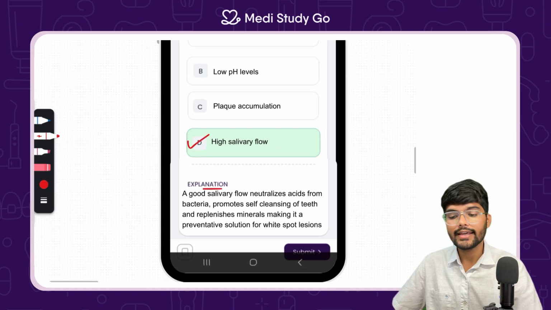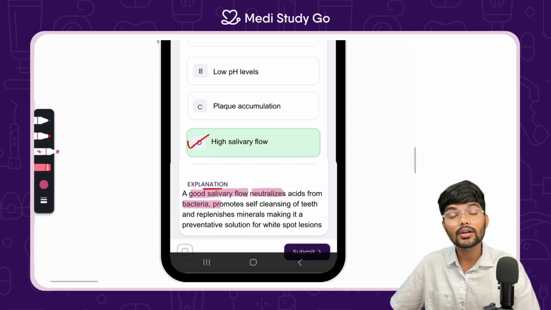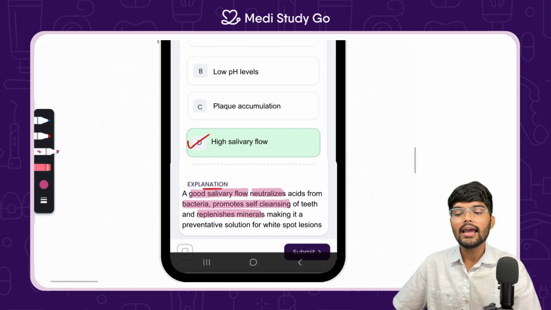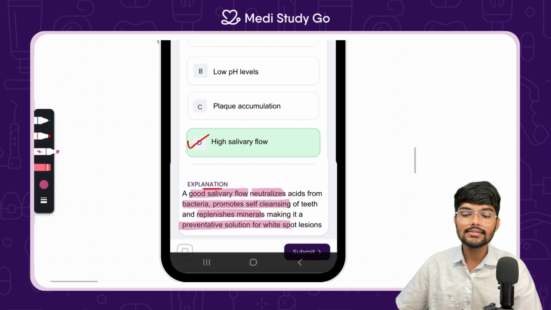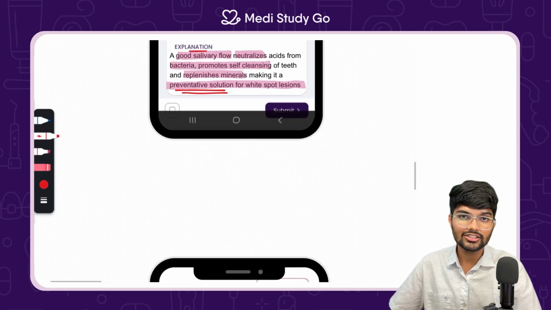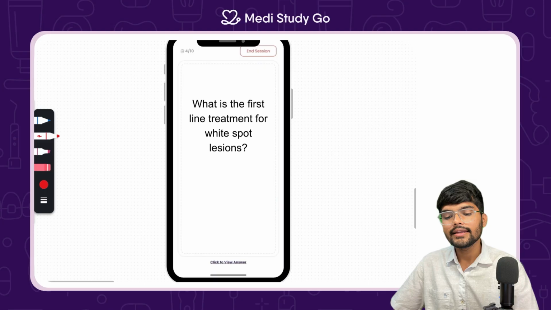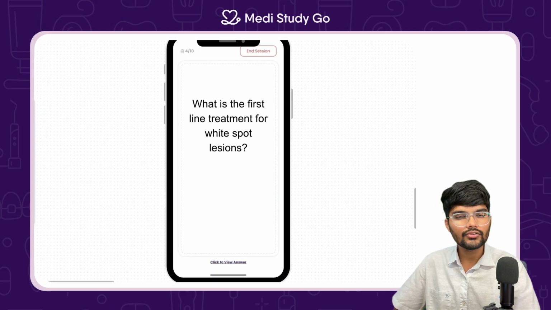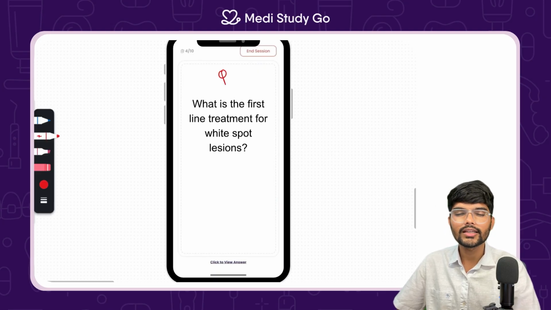So let us go through the explanation. A good salivary flow neutralizes acids from bacteria, promotes self-cleansing, and replenishes minerals, making it a preventive solution for white spot lesions. Moving on ahead, the next question we have is, what is the first line treatment for white spot lesions?